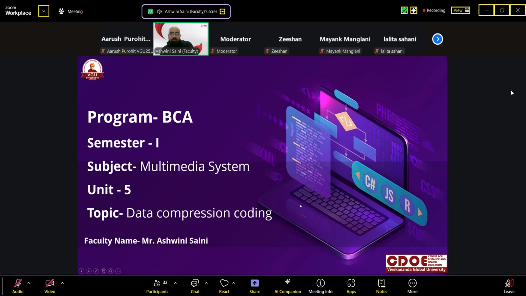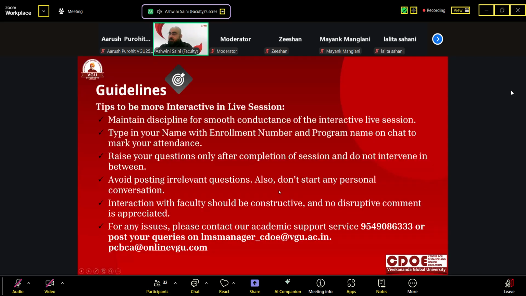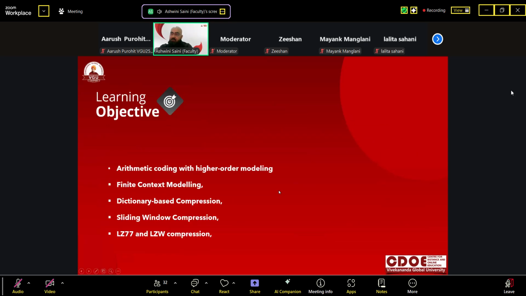This is session 5 for our subject multimedia, in which we are going to discuss various other data compression codings. Other than the attendance, no one wrote anything. These are the guidelines for today's session.